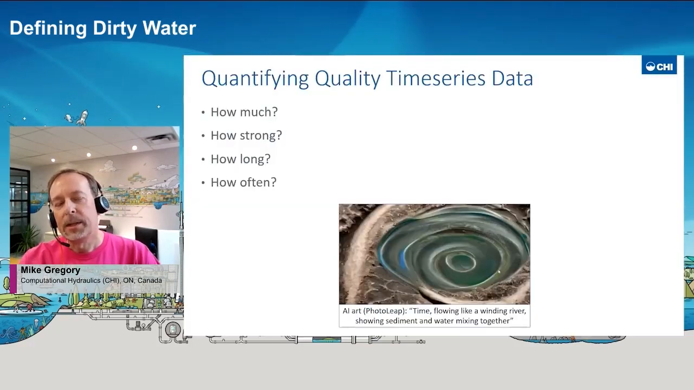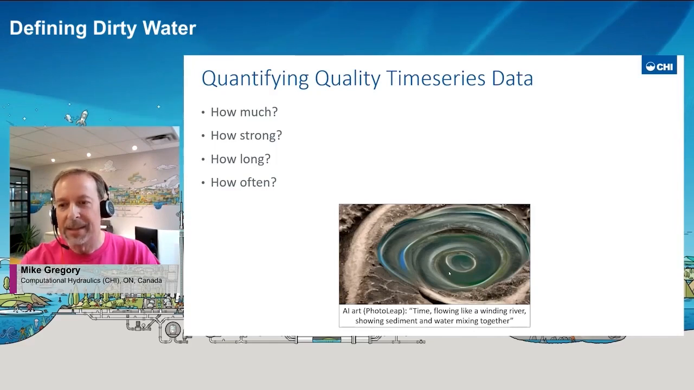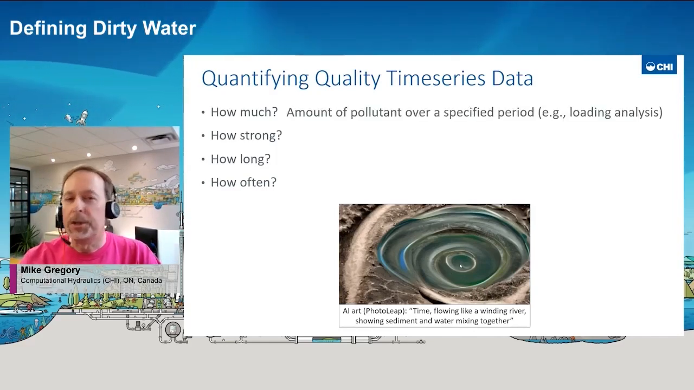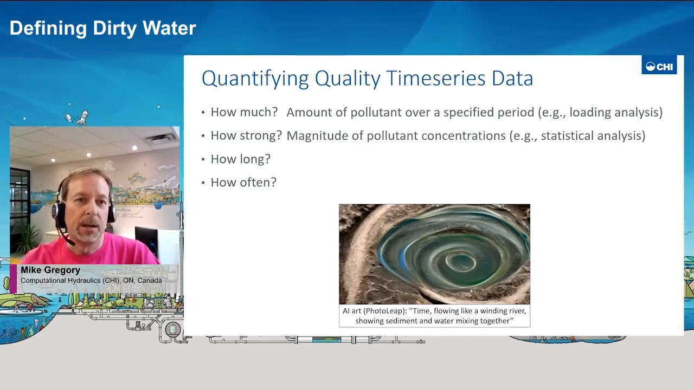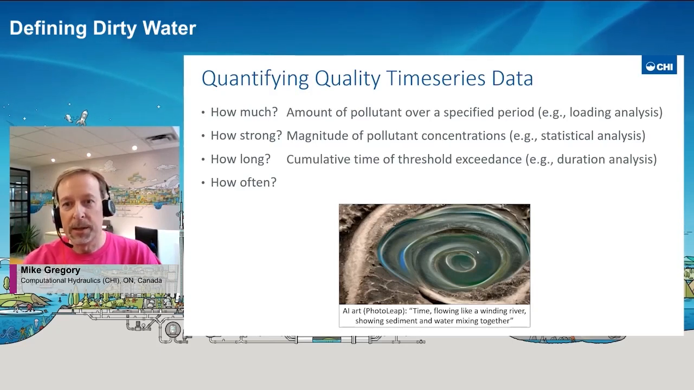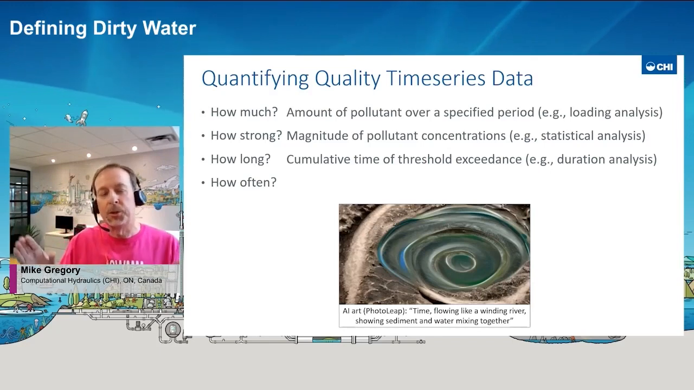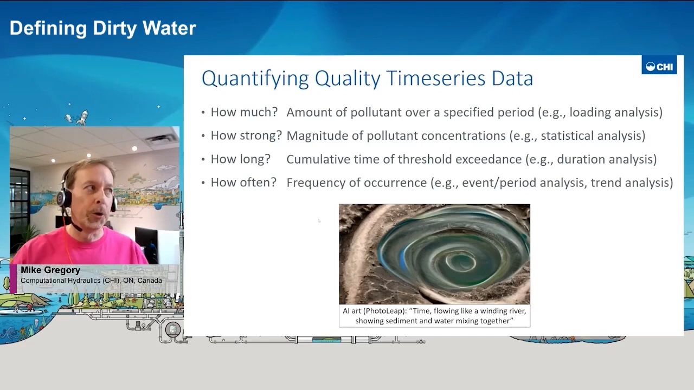Now, this really applies to quantifying anything, really. How much, how strong, how long, and how often. So the amount of something, the intensity, the duration, and the frequency. How much? The amount of a pollutant over a specified period, the intensity or magnitude of something, so in this case, pollutant concentrations. How long would be counting the number of hours that a threshold is exceeded, and then finally how often: frequency or return period of an occurrence.